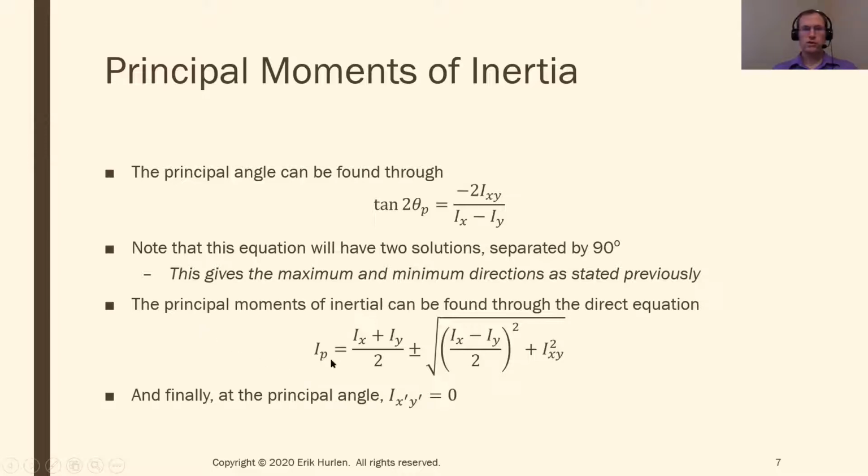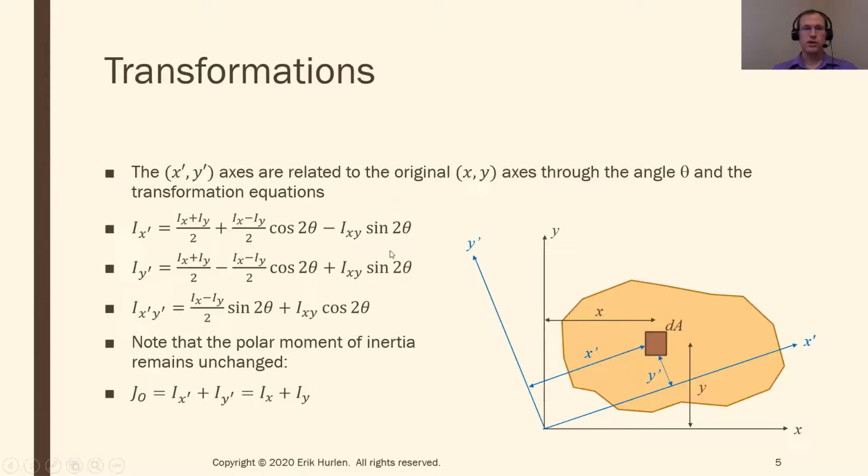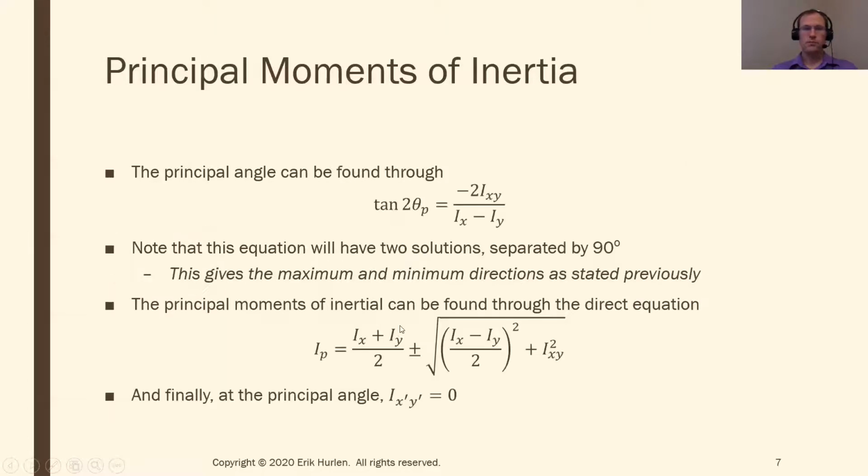If you want to know what the actual values of those moments of inertia are, you have two options. You can take this value of theta that you find for the principal angle and stick it back into these transformation equations. Or, by doing that and solving the equations, you end up with the principal moments of inertia being (Ix plus Iy) divided by 2, that average, plus or minus, where the plus sign will be your maximum value and the minus sign will be your minimum value, the square root of ((Ix minus Iy) divided by 2) whole thing squared, plus Ixy squared.